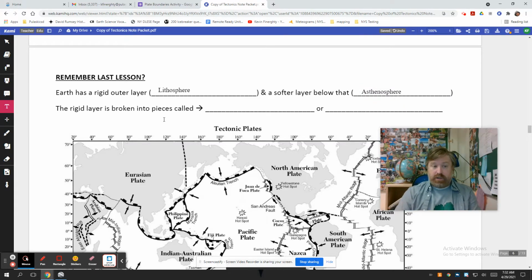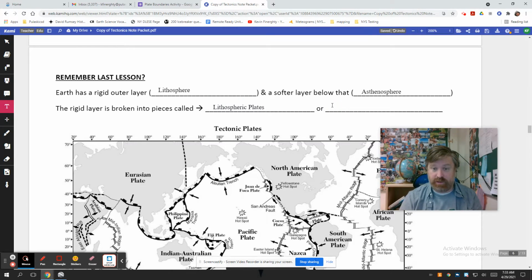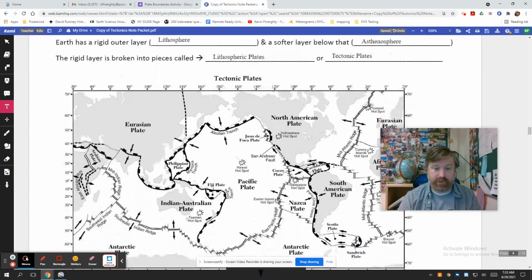And this rigid layer, the outer layer, is broken into pieces. And remember, crustal plates is the term I don't really like because it's not crust, it's lithosphere. So we call them lithospheric plates, is the long and fancy one, or what you may have heard in your days, tectonic. It's just as good and probably easier.